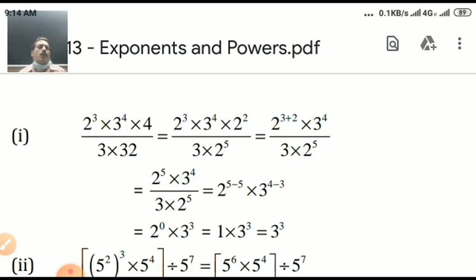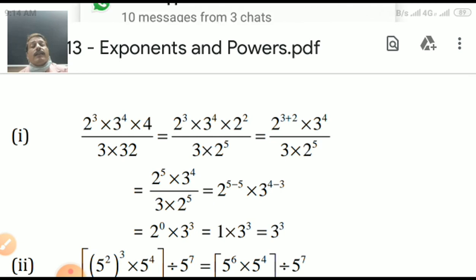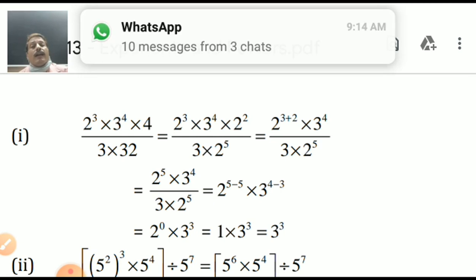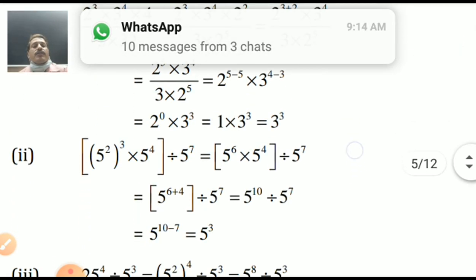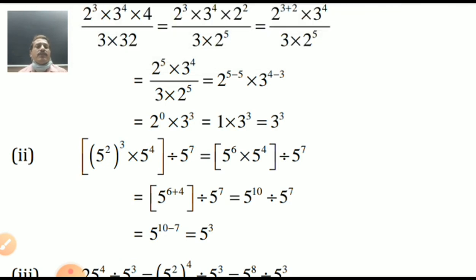Yes. 1 into 3 raised to 3. That's the answer. 3 raised to 3: 3 3s are 9, 9 3s are 27. That is the answer. Correct. See the next one, the second one is also easy.